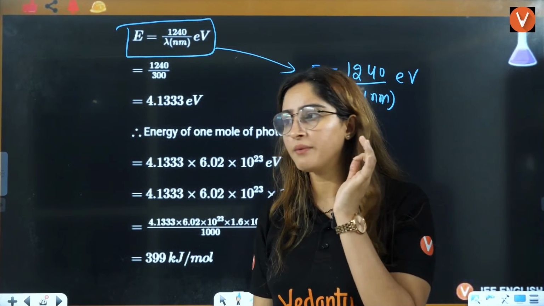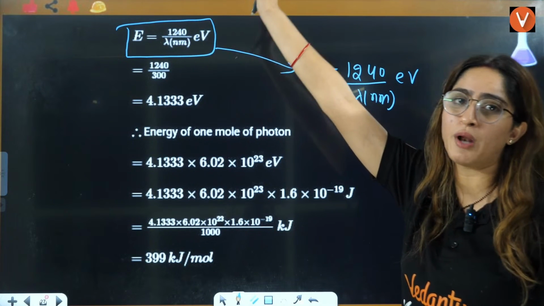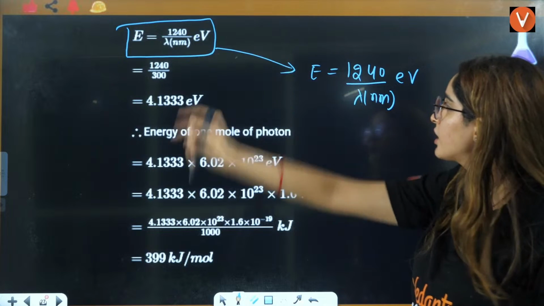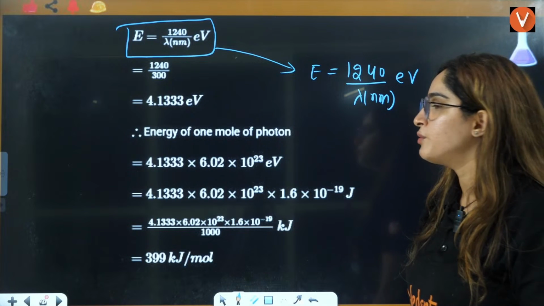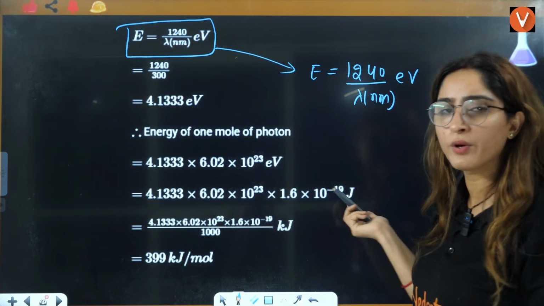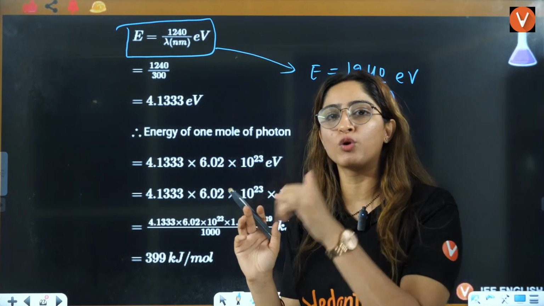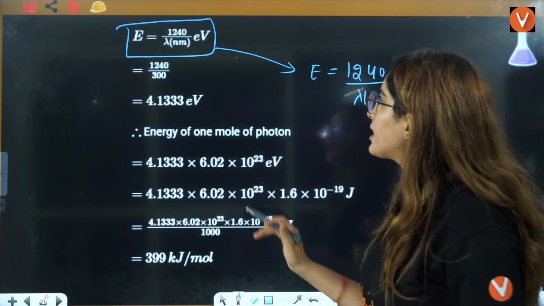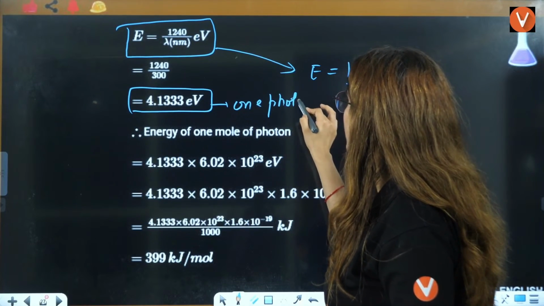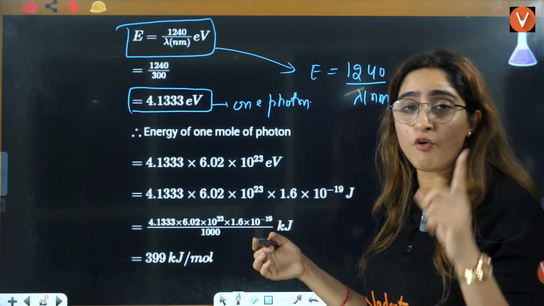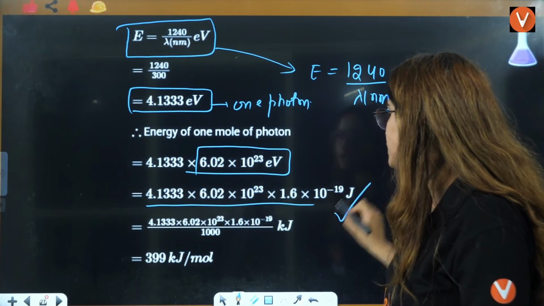If this is given in Angstrom, convert it into nanometer. If this is given in meter, convert it into nanometer. If given in Angstrom, you can put a 0 here as well, but I would advise that you just remember one thing: in nanometer, you have 1240 and the answer will be in electron volt. This is for one photon. You have Avogadro's number of photons in 1 mole, so this will be multiplied by Avogadro's number and hence you will have your answer.